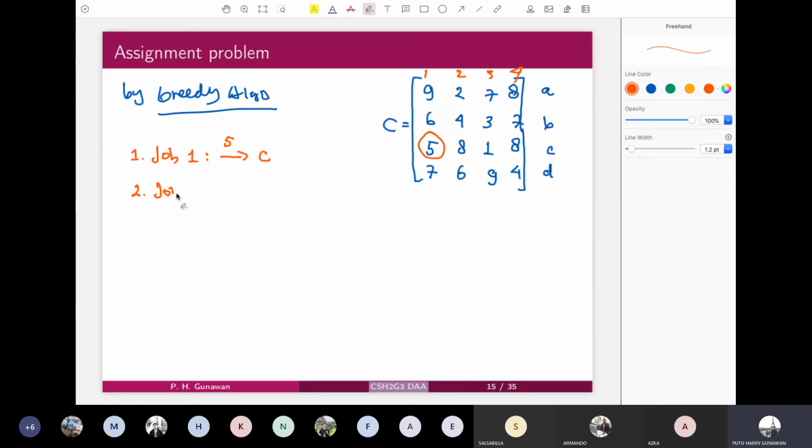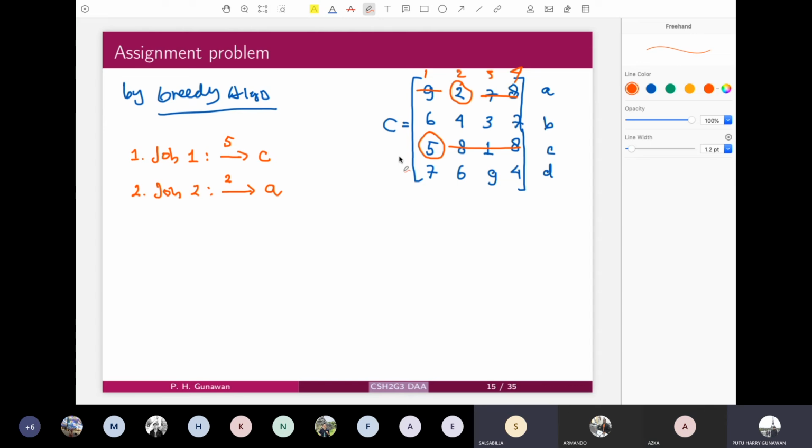Next, job 2. For job 2, which one is the smallest cost? Two. Since C already has job one, we need to skip that, so this should be 2, right? So that means job 2, the cost of 2, belongs to person A. Then the rest, I think we just do it like this.